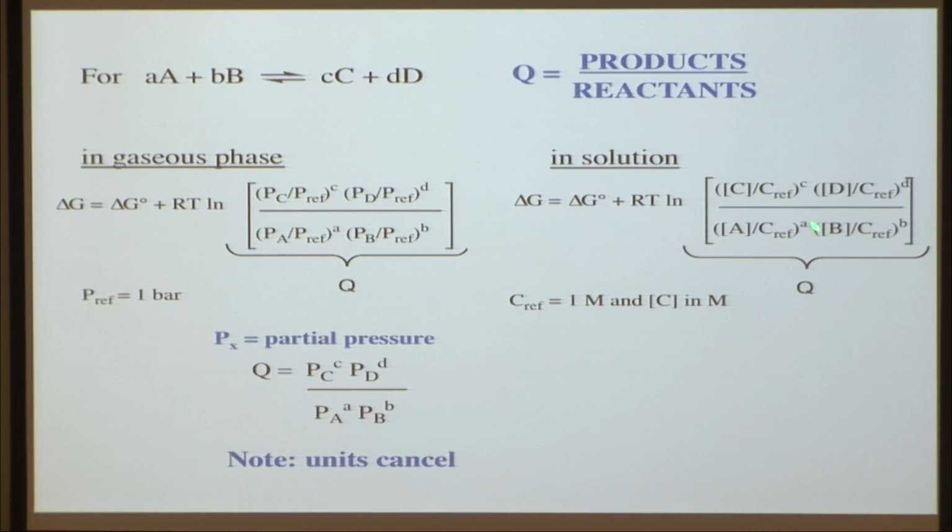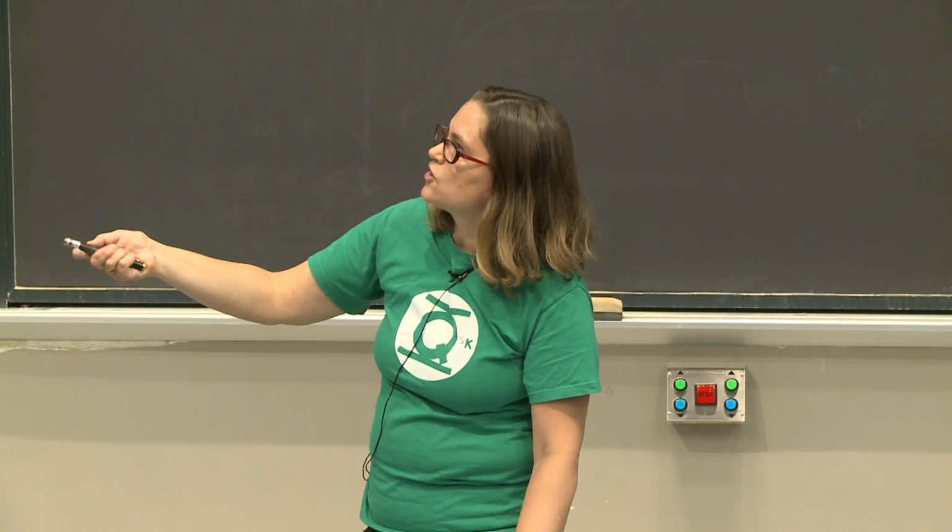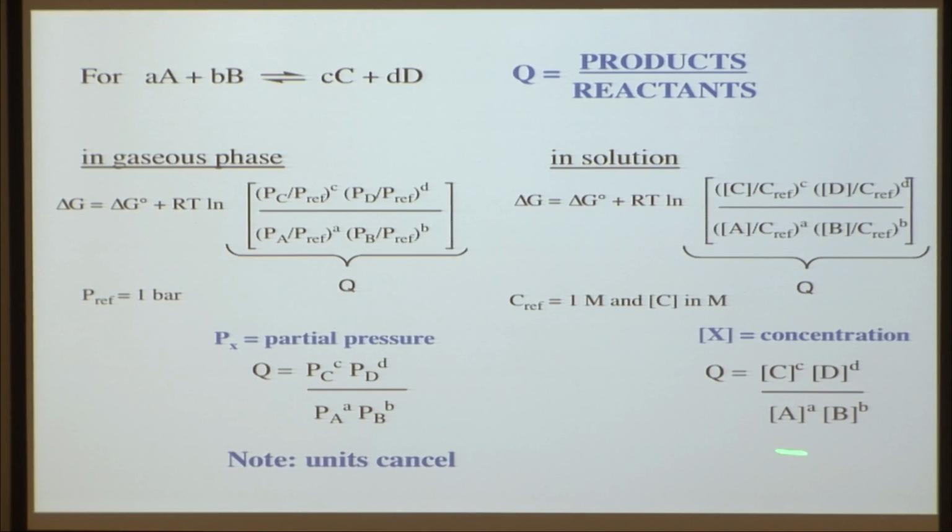Raised to the little c, concentration of product D over this concentration reference of 1 molar to the little d, concentration of reactant A over this concentration reference raised to the little a, concentration of other reactant B over our concentration reference of 1 molar raised to the little b. And then, again, this is concentration. And we can get this expression, which is usually the one you see, of just products over reactants.